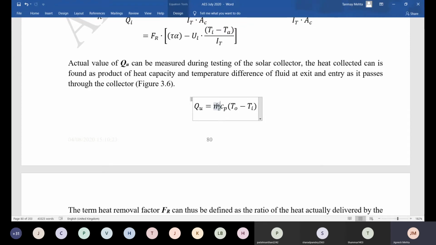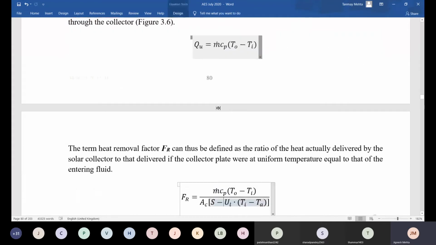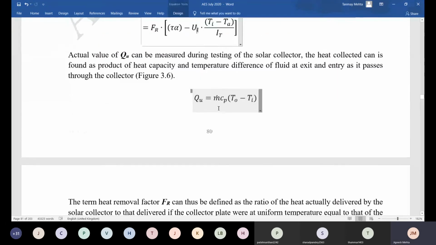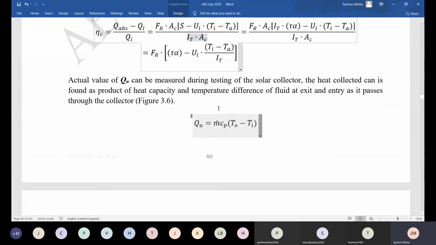So similarly, for flat plate collectors, or for that matter any type of solar collector, there are standards formulated, and accordingly you have to test the collector. So what is the standard procedure of testing a collector? That will be shown now. But just before that, this is the time to define this heat removal factor, FR.